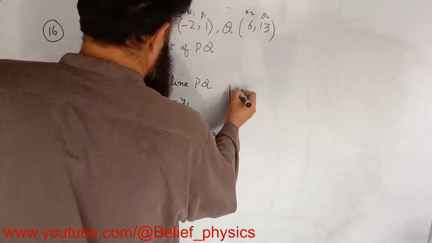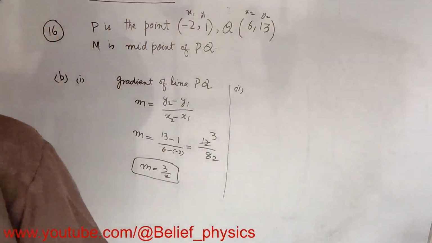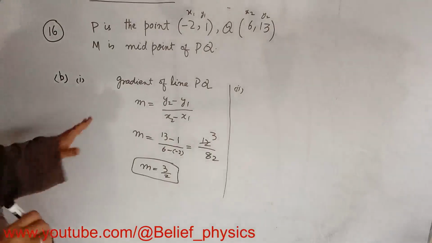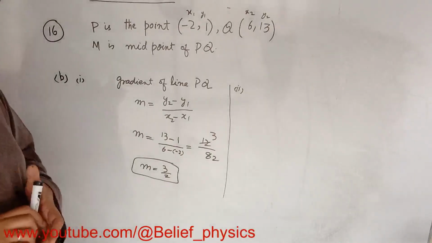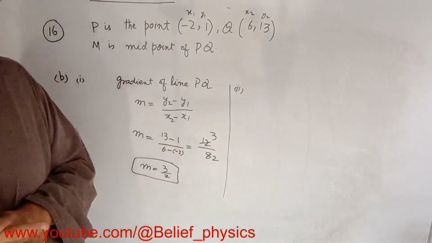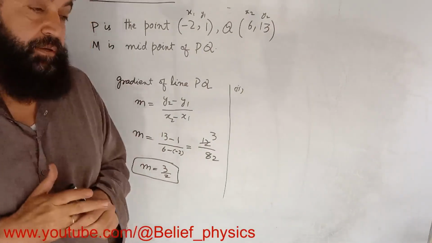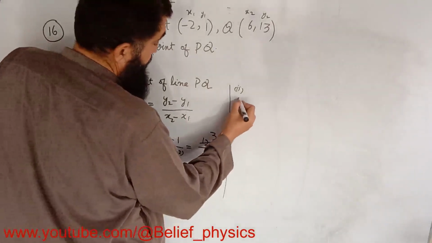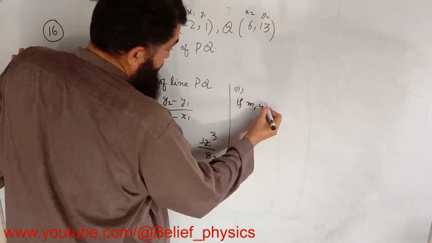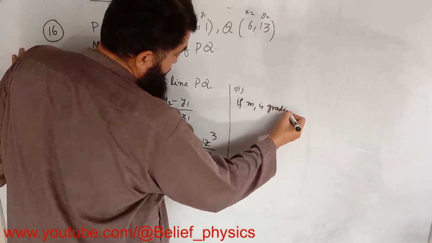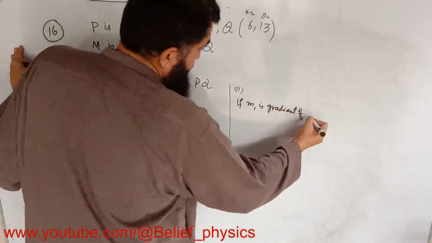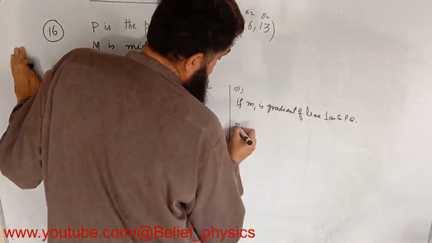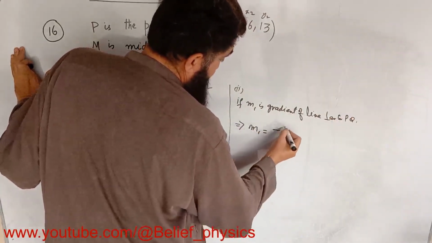Second part is: write down the gradient of a line that is perpendicular to PQ. If two lines are perpendicular to each other, then their gradients are negative reciprocals of each other. If M1 is the gradient of the line perpendicular to PQ, then M1 will be equal to minus 1 over M.